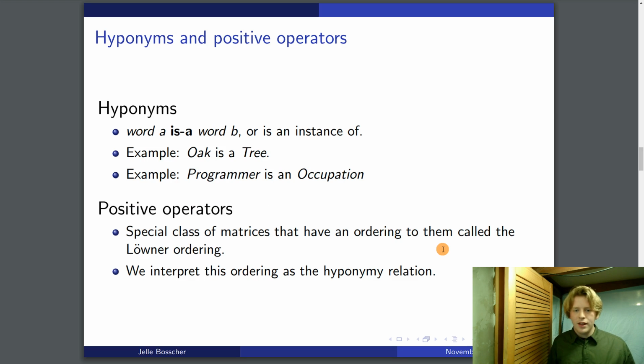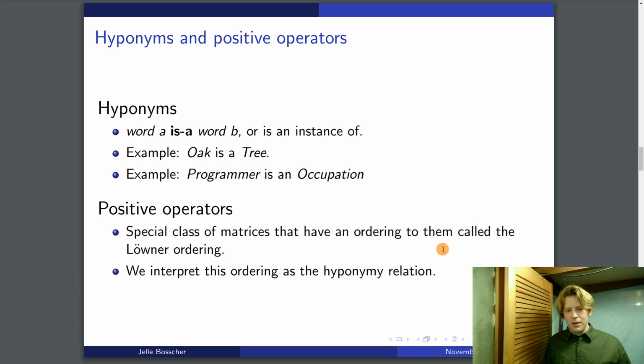So two words are in a hyponym relation, or hyponymy relation, if word A is an instance of word B. A couple of examples are that an oak is a tree, and that a programmer is an occupation. Positive operators are a special class of matrices, and Lewis has also shown that the ordering they have, namely the Löwner ordering, can be interpreted as a hyponymy relation. How exactly we do that, I will show you later.